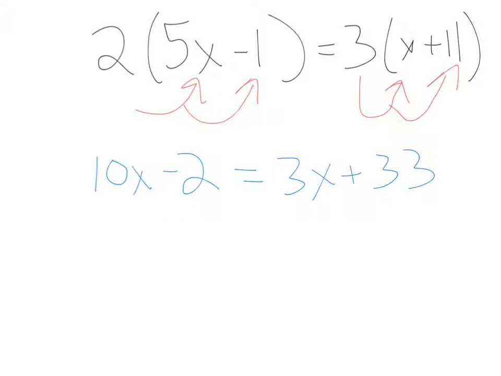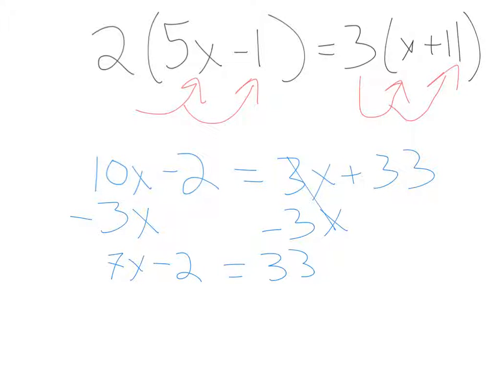So now I could move forward and subtract 10x from both sides, but that's going to leave me with a negative 7x, and I don't like the negative coefficients. So instead I'm going to subtract 3x from both sides. And I'm subtracting the 3x from the 10x and not the 2 because 3x and 10x are like terms. 3x and 2 are not. That leaves me with 7x minus 2 equals, the 3x's cancel out here, 33. I'm going to go ahead and add 2 to both sides, and I have 7x equals 35.